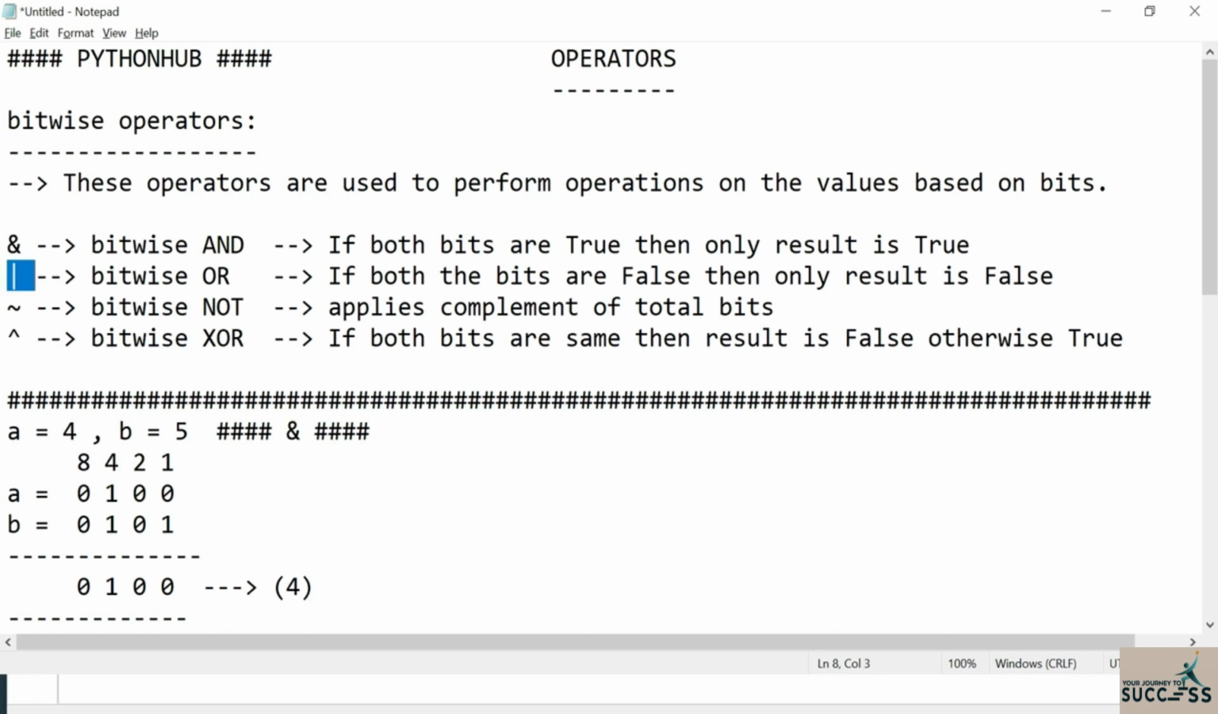Bitwise OR operator. The primary rule for the bitwise OR operator is: if both the bits are false, then only the result is false. In all the other three scenarios, it is true only. Let us explain this bitwise OR operator also with one example for better understanding.